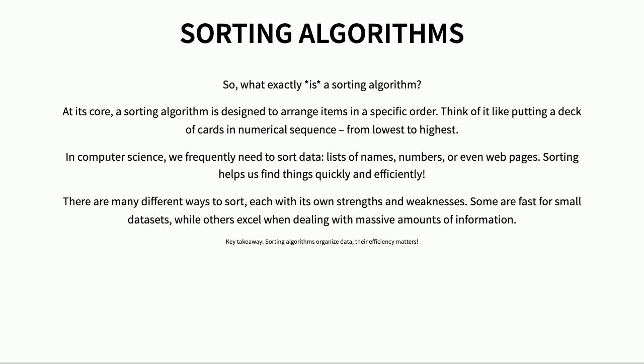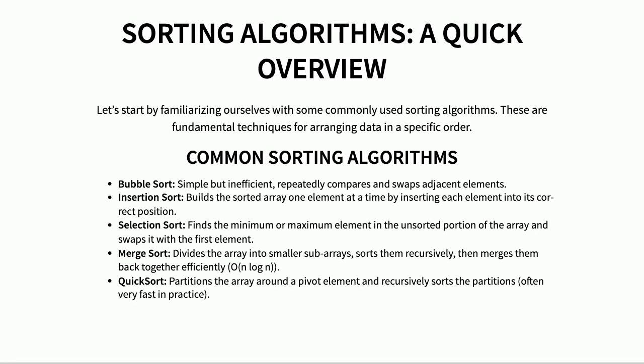Okay, let's start with the basics. A sorting algorithm is simply a set of instructions that helps us arrange things in a specific order, like putting a deck of cards in numerical sequence. It's incredibly useful in computer science because we often need to sort data, whether it's names, numbers, or even web pages, so we can easily find what we're looking for. There are all sorts of different ways to do this, and each one has its own advantages depending on the situation.